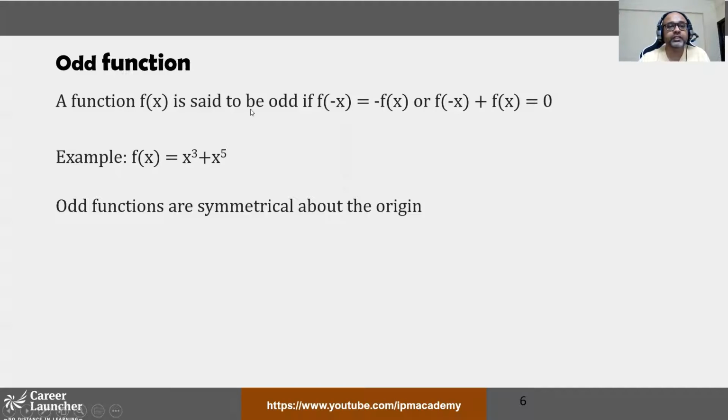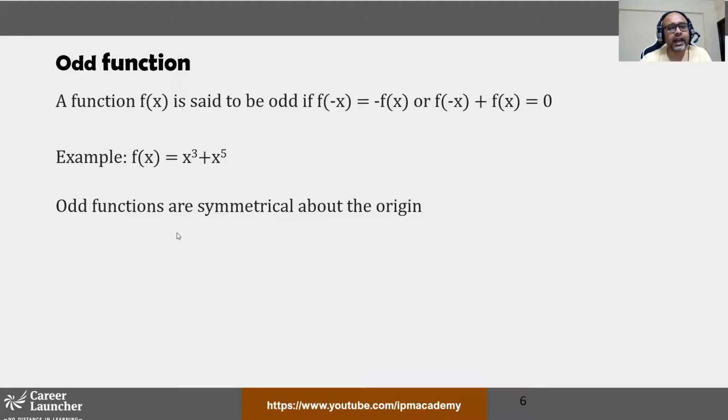Now, odd functions are symmetrical about the origin. I've discussed in detail in the graph theory video how this is happening. Why are odd functions symmetrical about the origin? So please take a look at it. I'm not going to take you through the theory here. It's there entirely in the graph theory in the odd functions part.